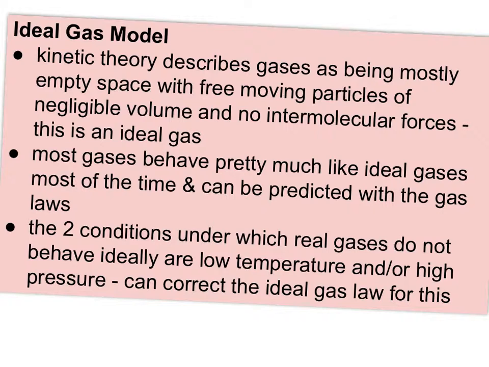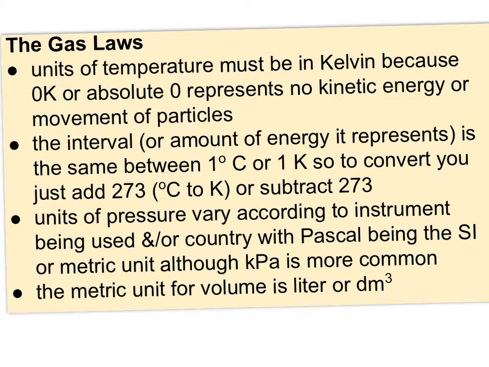And that intermolecular force that didn't come into play before, now suddenly the particles are going to start having some effect on each other. So that's why low temperature and high pressure will cause gases to deviate. And you can correct the ideal gas law for this. Van der Waals came up with a correction, but fortunately for us, we don't have to deal with that.